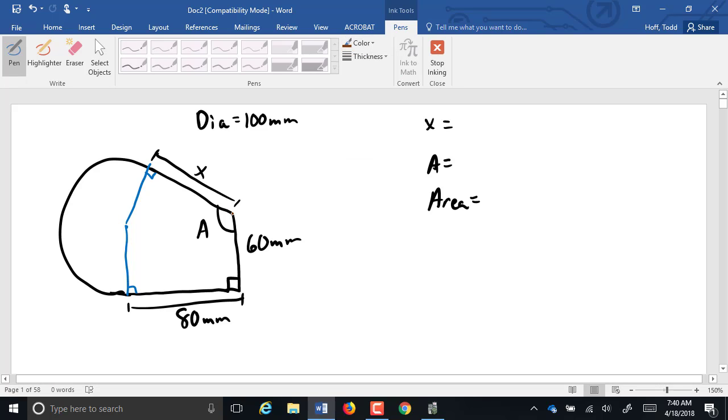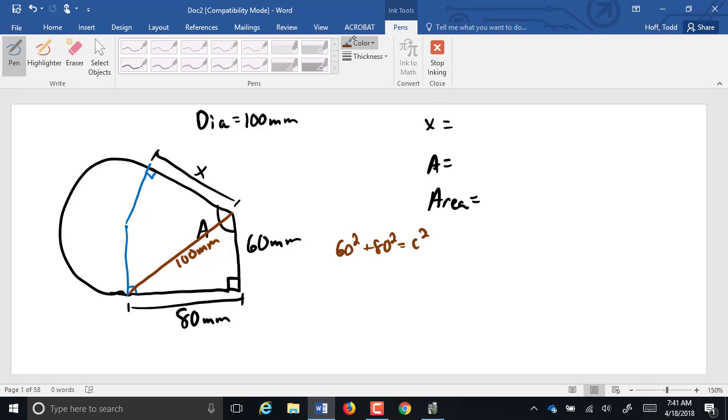If we run that across there, do we know any of the dimensions of that triangle? No, we don't. We have to have at least one side and then either one angle or a second side. The only triangle that we have that information on right now is that one. This across here would be 100 millimeters. How would I get that? Yes, 60 squared plus 80 squared equals c squared. So we get 100 millimeters there.